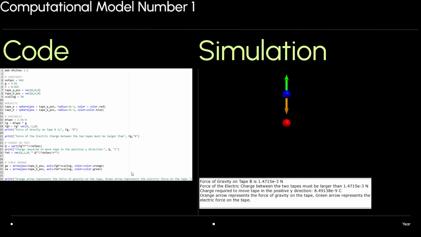So for our first computational model, we can see what was the magnitude of charge on one piece of tape as calculated by the first computational model, where each tape is a single point charge. We can see that the charge found was 8.49138 times 10 to the negative 9 coulombs. And here's the rest of our calculations with our constants: 1 over 4 pi epsilon naught, the distance, gravity, etc.